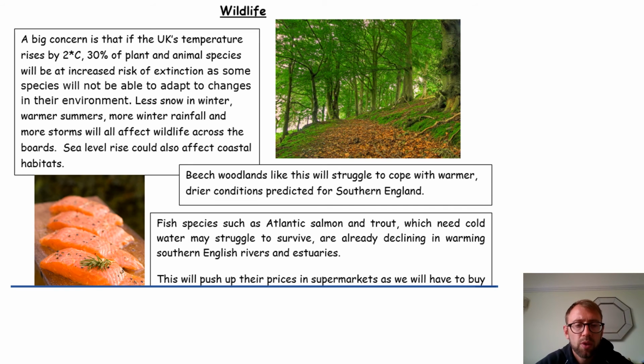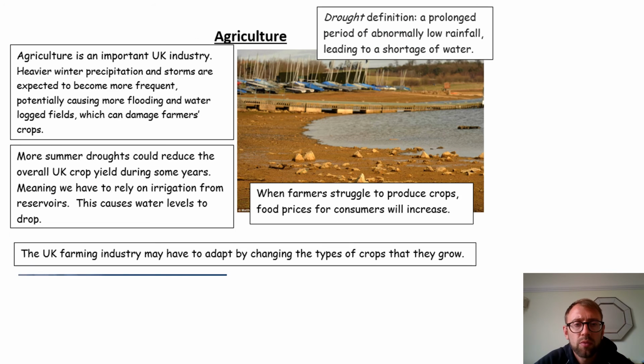but it can be an issue. We've also got things like fish species such as Atlantic salmon and trout, which need cold water and may struggle to survive if the ocean waters get warmer around the UK. This could put a lot of fishermen out of business, and also cause lots of fish to migrate. So lots of social, economic, environmental impacts there we can link to.